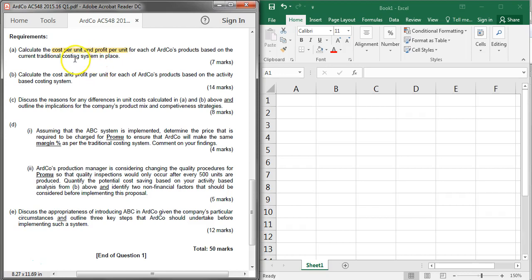So not an unusual requirement for an activity-based costing question. Use a normal system, then use the ABC system, and then discuss the differences. So overall there you have 29 marks. So it's nearly a third of your paper just on those core requirements.